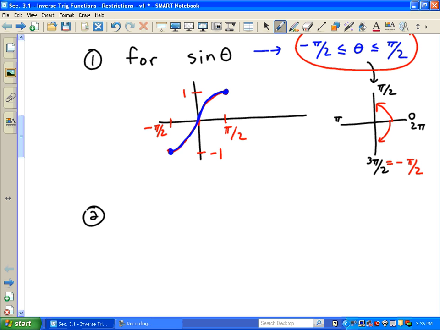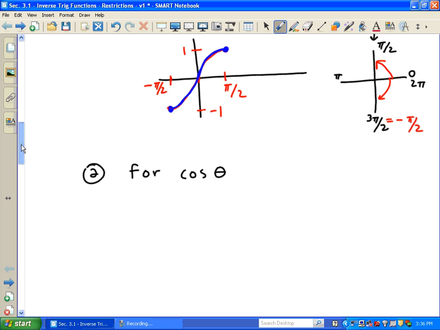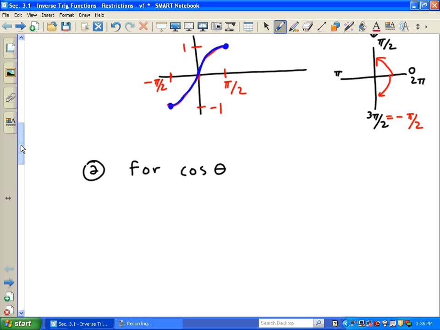Number 2, for cosine. We'll do something similar as far as looking at the graph. For cosine, I'm actually going to look at the graph between 0 and pi. Looking at the graph of cosine between 0 and pi, I would start at positive 1.